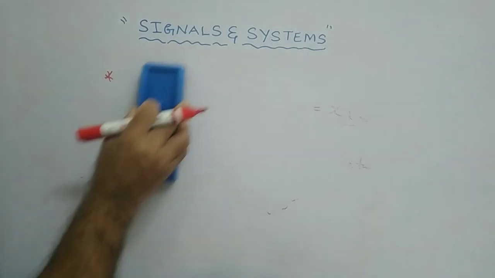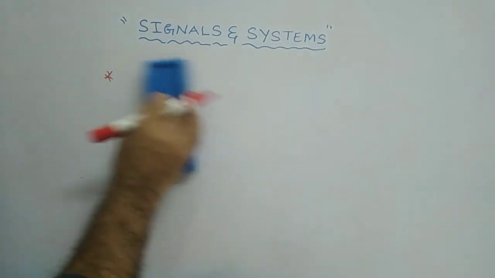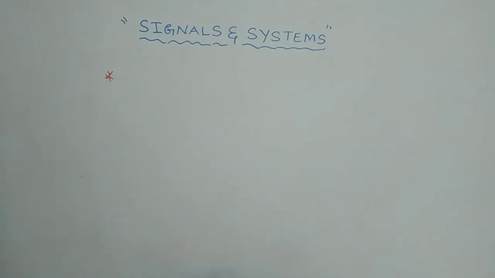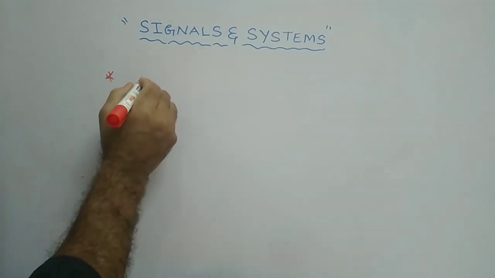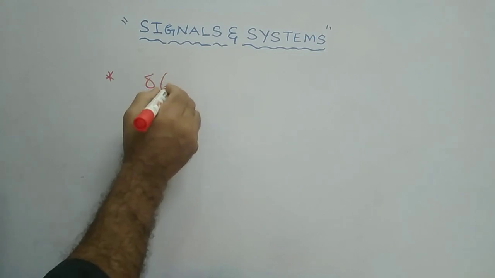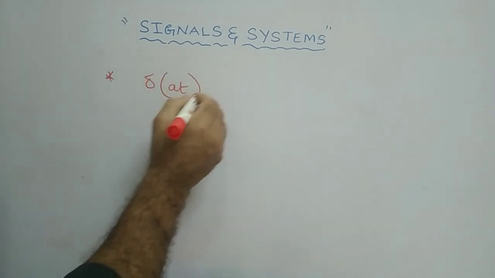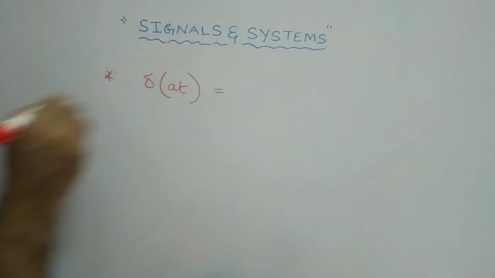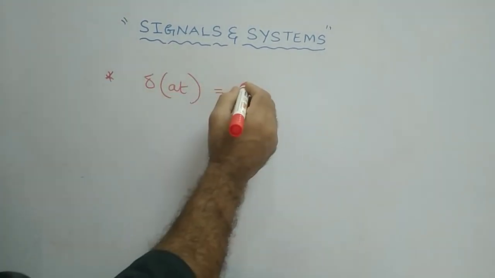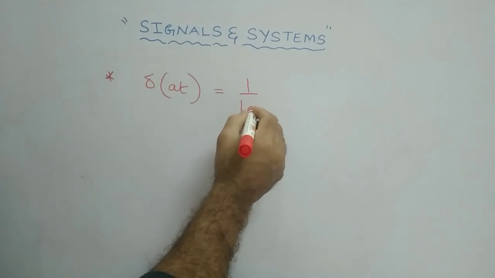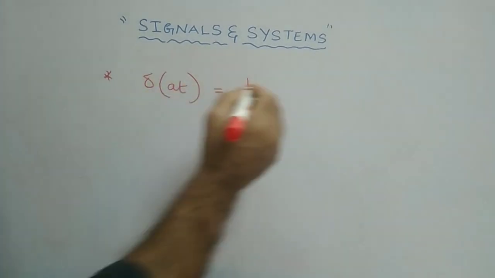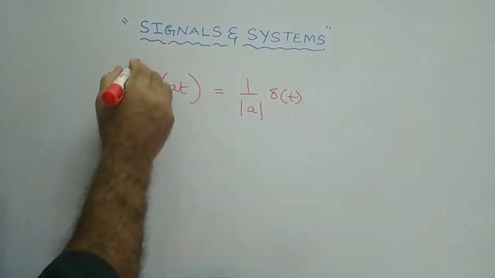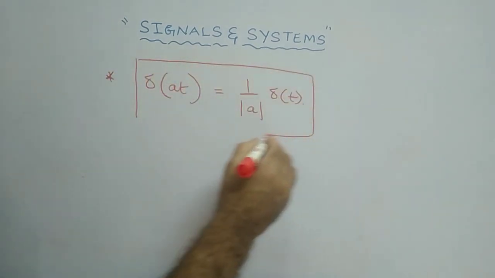Very, very important. Normally these are very, very important, especially from a GATE point of view. In GATE examinations, you will be asked this. Another important property is the scaling property of the unit impulse function. It is delta of a t is equal to 1 by magnitude of a into delta of t. This is another important property of the unit impulse function.